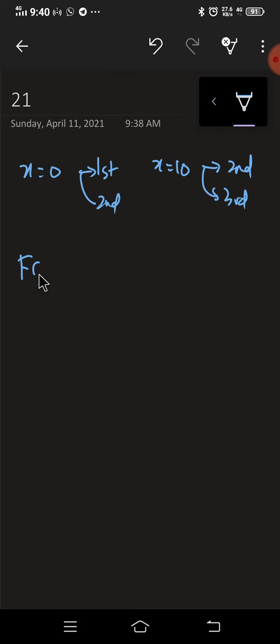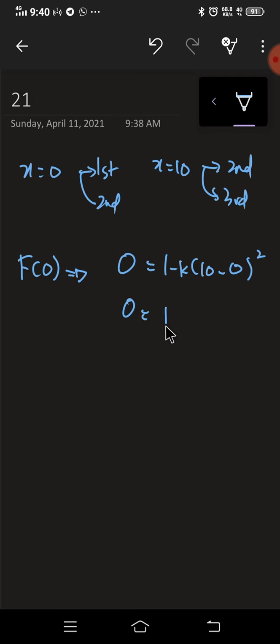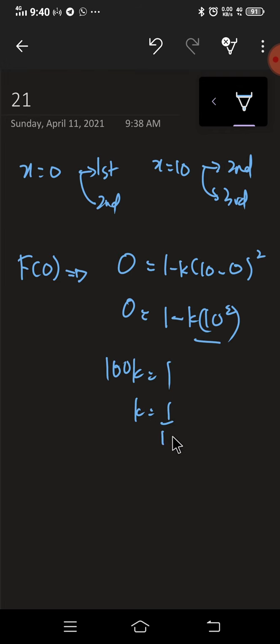So capital F of 0 is equal to what? It's either 0 or we can use the second piece, which is 1 minus k of 10 minus 0 squared. So both are the same. The result should be the same because it is continuous. So left side is still 0. The right side is 1 minus k of 10 squared. Okay, so 10 squared is equal to 100. So 100k is equal to 1. So k is equal to 1 over 100.